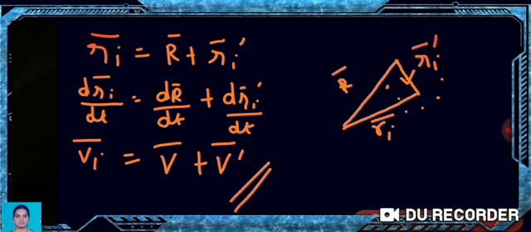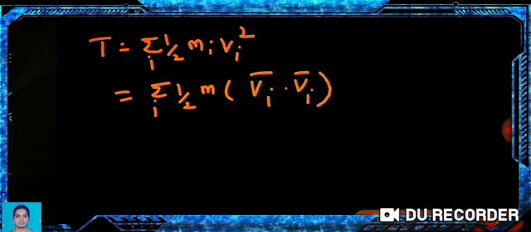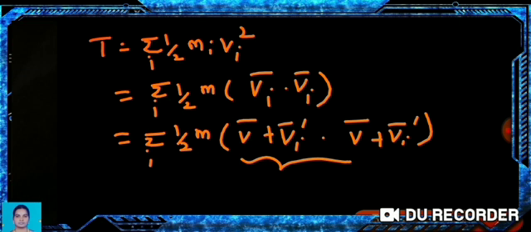So already we know the expression for kinetic energy: T is equal to summation over i of half mi vi square. Now vi square can be written as summation over i of 1 by 2 mi vi vector dot vi vector. Now substituting these two values, v vector plus vi vector prime, v vector plus vi vector prime, we can use the distributive law.